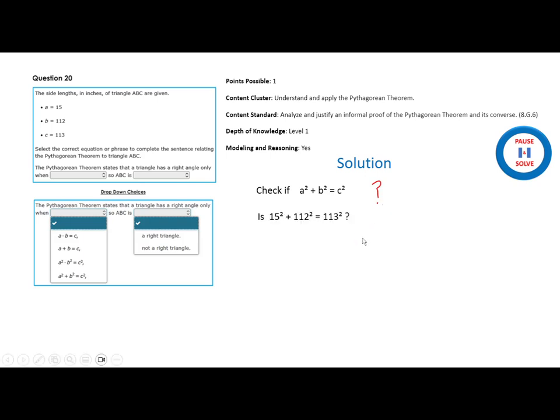Now, substitute. The answer is yes. So ABC is a right triangle. So now the answer: when a squared plus b squared is equal to c squared, ABC is, you choose here, a right triangle.